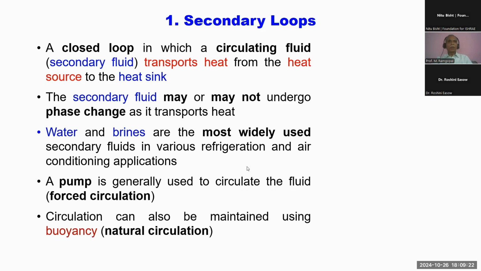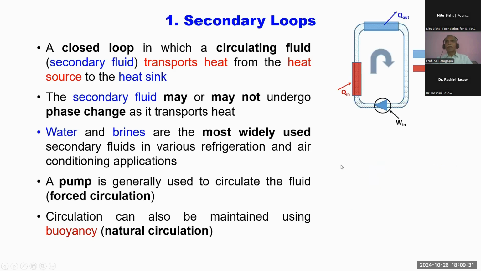We can also use buoyancy and circulate the fluid through natural circulation, in which case we do not require any pump. For example, this is a typical simple schematic of a forced circulation type secondary loop. You can see that a pump is there. The pump consumes a little amount of power for overcoming the friction, and then we have a heat source where heat is given, and a heat sink where the heat is transported to some other system. Even though this figure shows a vertical loop, this is independent of the orientation. That means this system can be oriented in any way.